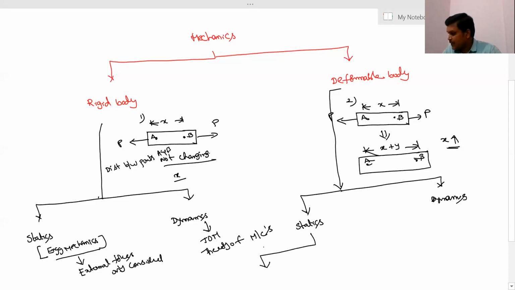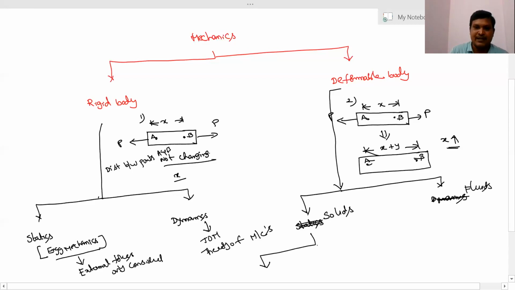Again, we can classify it into two different types. The deformable body can be classified into solids as well as fluids. Under these two categories, solids and fluids, the solid mechanics we can again classify into statics as well as dynamics. Is it clear?